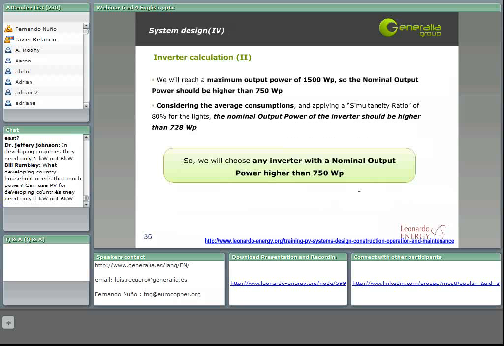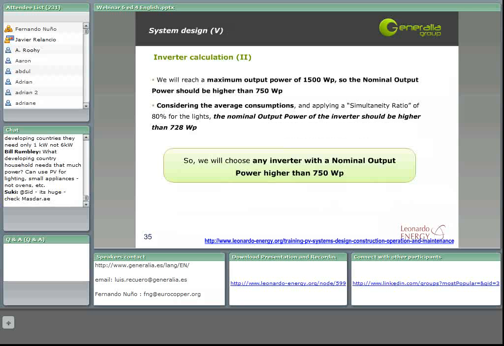Here in this slide we can see that if the maximum output power is 1,500 watt peaks, as the manufacturer normally prepares the inverters to be able to double their nominal output during a certain period, for example, for the period that the motor of a fridge is working, which is less than 15 seconds, we can consider that the power that we need in the inverter should be higher than 750 watt peaks.